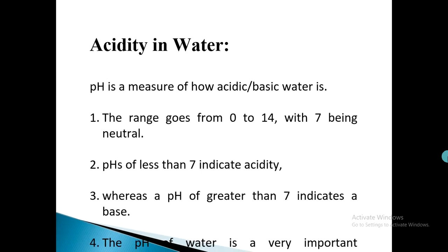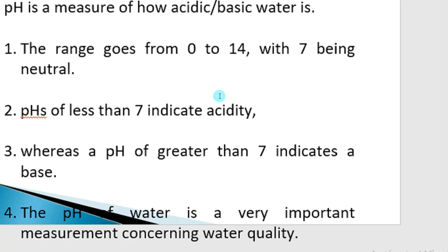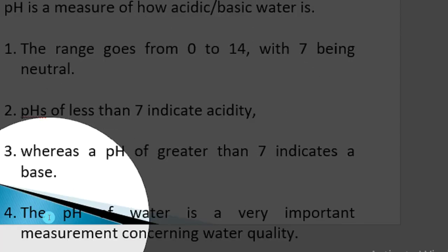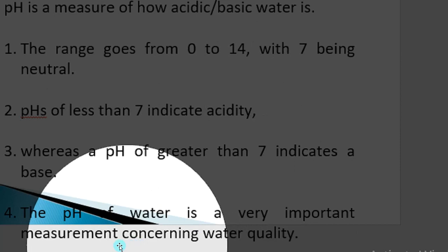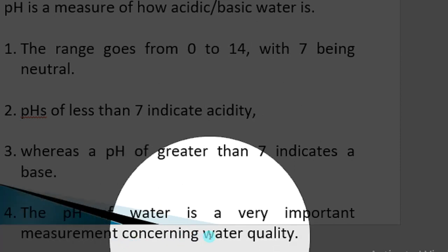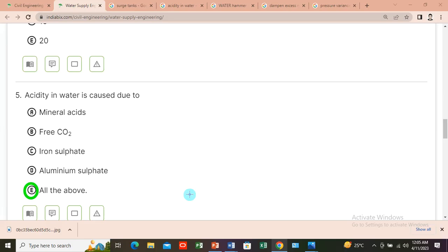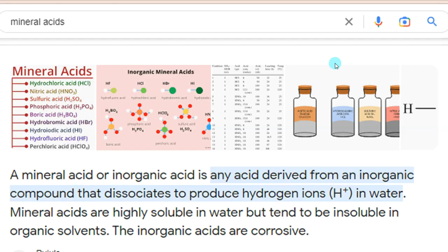So the pH of water is a very important measurement concerning the quality of water, or water quality, right? Acidity in water is caused due to mineral acids, free carbon dioxide, iron sulfate, and aluminum sulfate. These are the parameters which can cause acidity in water, right?